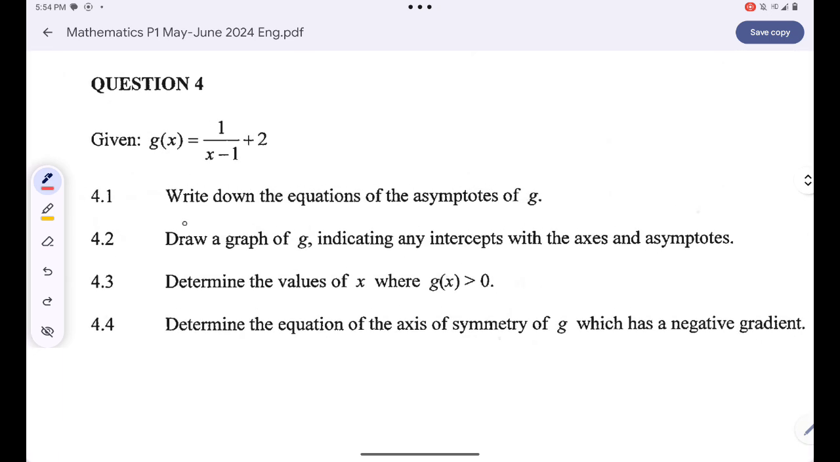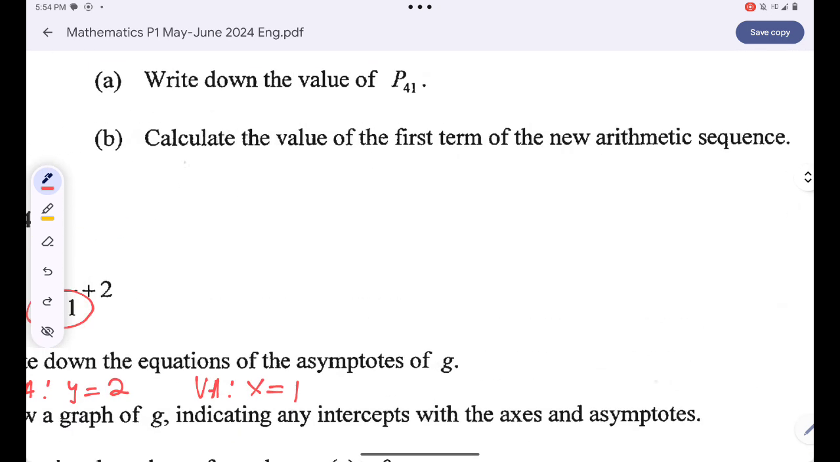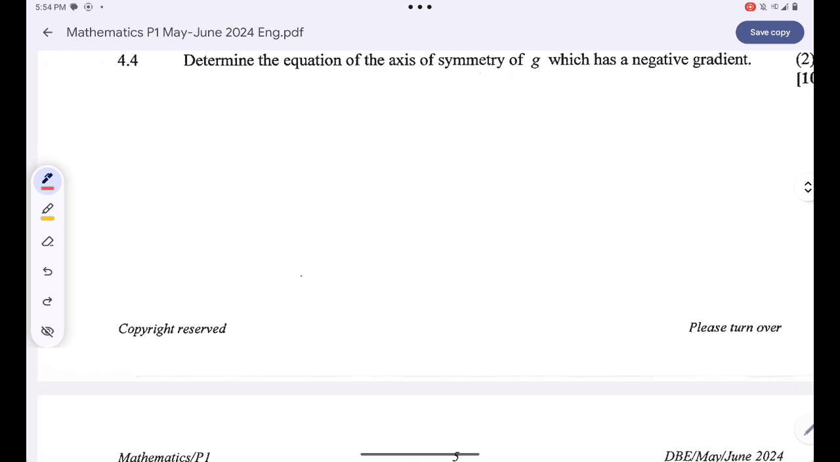For my horizontal asymptote, I know that y is equal to that value over there: y is equal to 2. And for the vertical asymptote, x is equal to 1. I take my denominator and equate it to 0 to find the vertical asymptote. So if I were to draw the graph, I'll simply draw it like this.